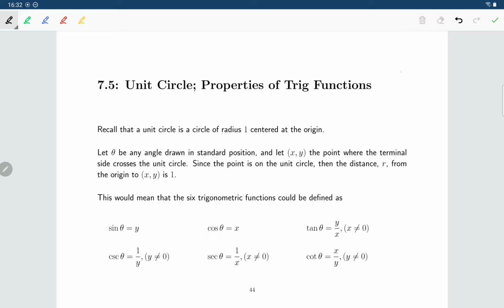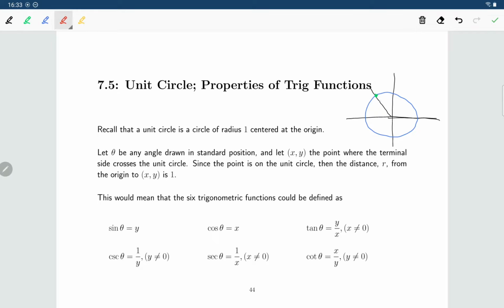We're going to do a similar sort of thing here, but we're modifying it so that we're not just taking any point on the terminal side. What we're doing is putting a unit circle, a circle of radius 1, over top of our angle, so that the point that we're selecting is a point that's on our unit circle and also on the terminal side.